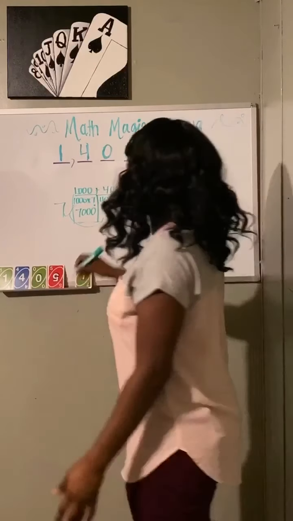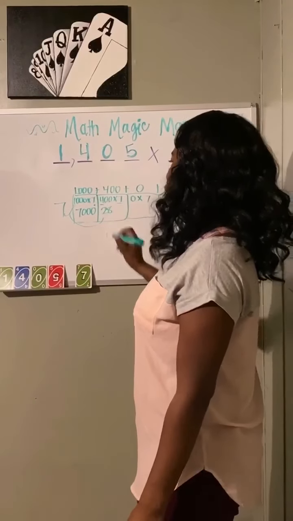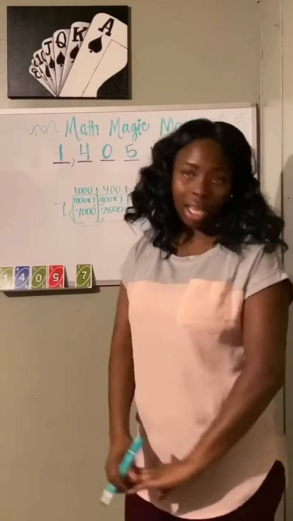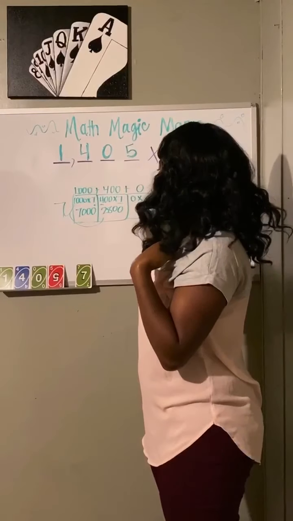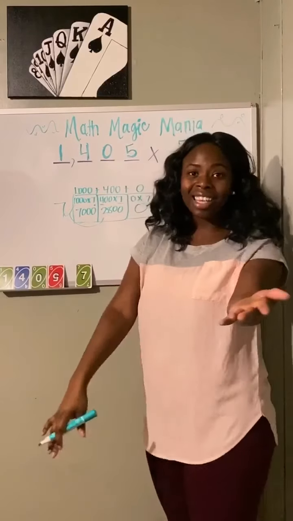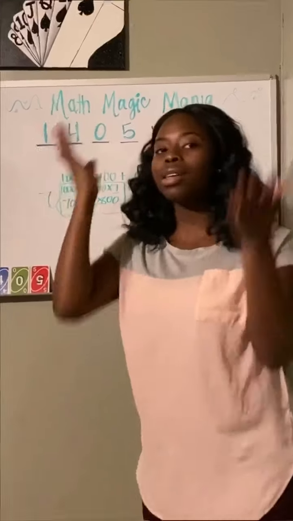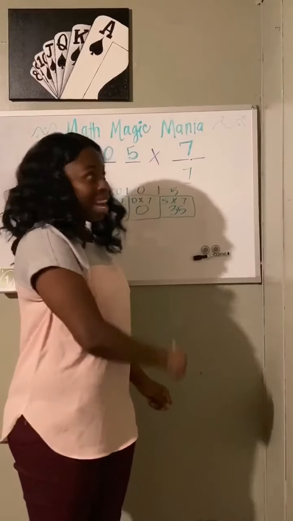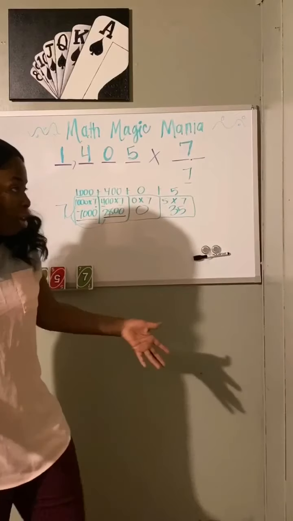7 times 4, 28. Count my zeros. 1, 2. So I put 2 zeros. Moving on. 0 times 7 is voila, 0. And lastly, 5 times 7 is 35. Awesome. Okay. I'm back and it's time to add so we can get the answer to this multiplication product.